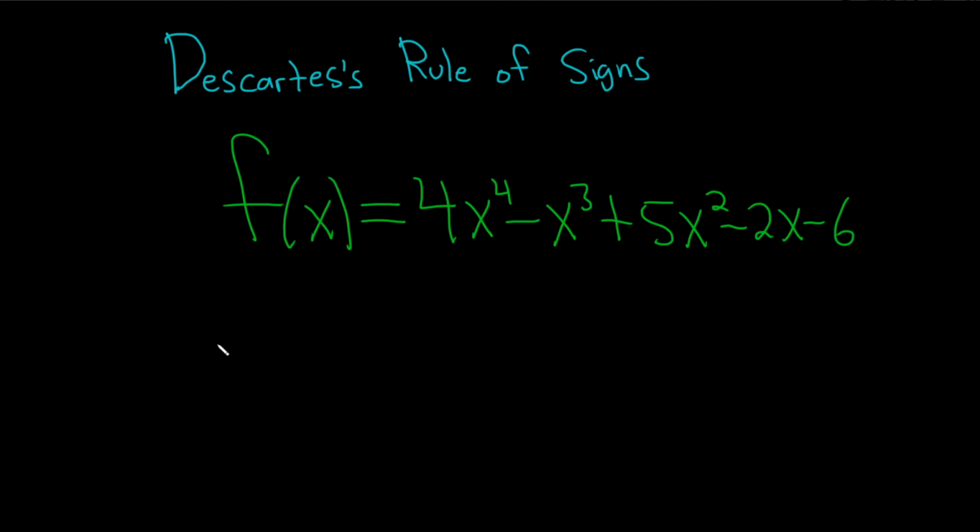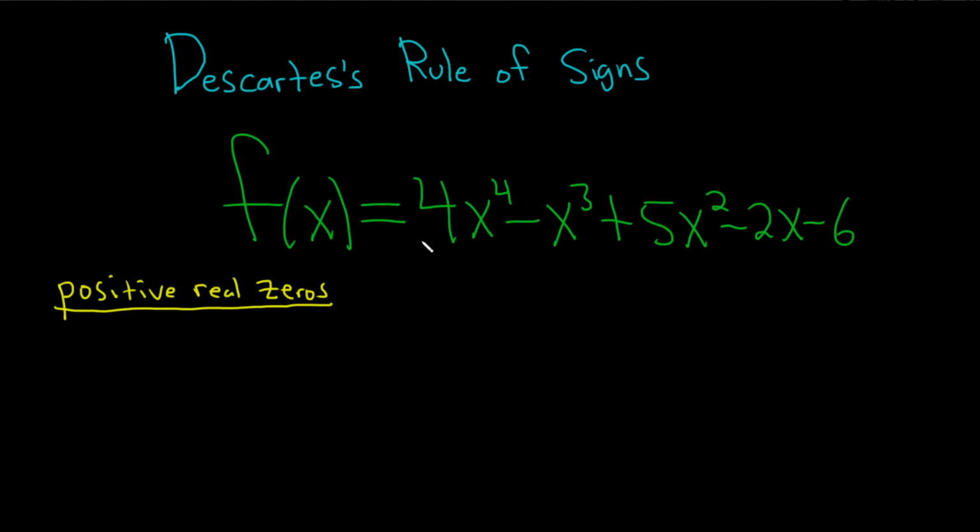In this problem, we're going to use Descartes' rule of signs to determine the number of positive and negative real zeros for this function. Let's start with the positive real zeros. So we'll start by looking for the number of sign changes.